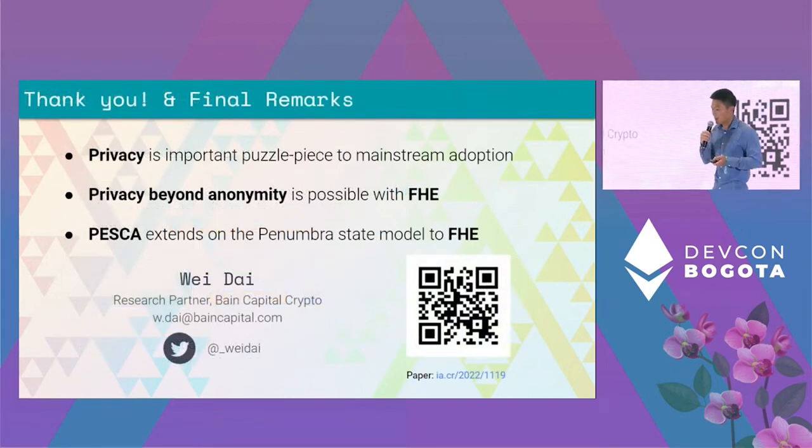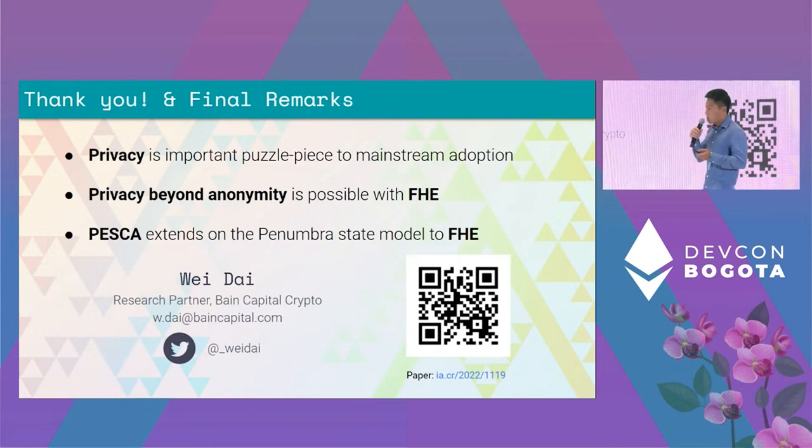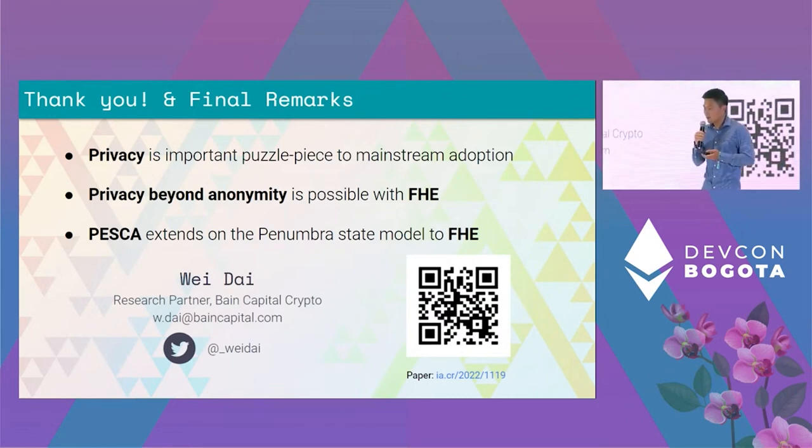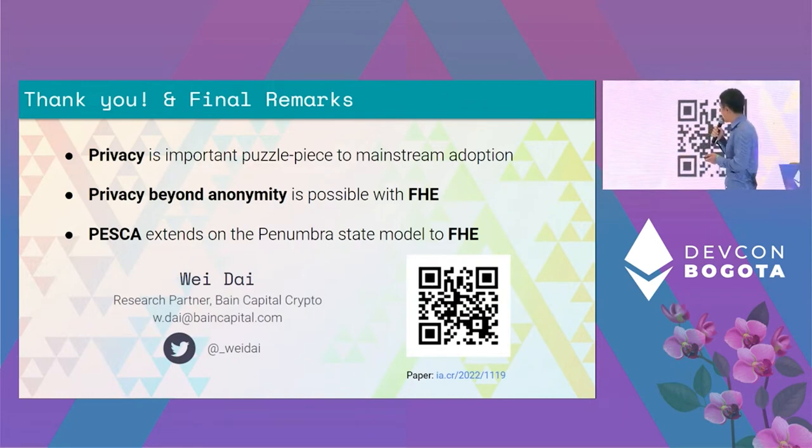Okay, so let me end with a short conclusion, which is the three points I talked about today. Privacy is really important in the blockchain space, and zero knowledge is not a full solution. To get confidential shared state, we need something fancier. In this talk, I presented one option using FHE. And I encourage you to check out the work of PESCA, and the link to the paper is in this QR code.